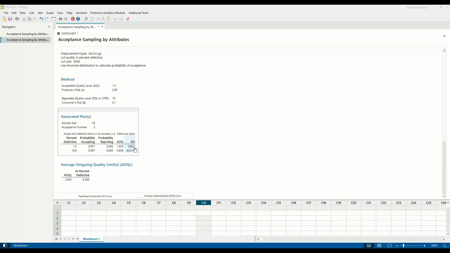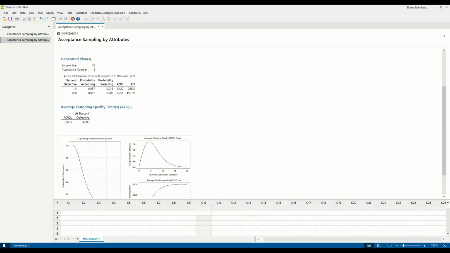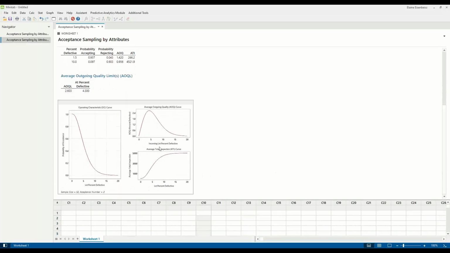So we have this quality level, the AQL is 1.5% defective. The average total number of labels inspected per lot over time is going to be 266.2. And for the quality level of 10% on the consumer's end, the average total number of labels inspected per lot is going to be 4,521.9. As I was saying, these numbers show the ATI curve along with other percent defectives from 0 to 20% down here. Here's our ATI and here's our AOQ.